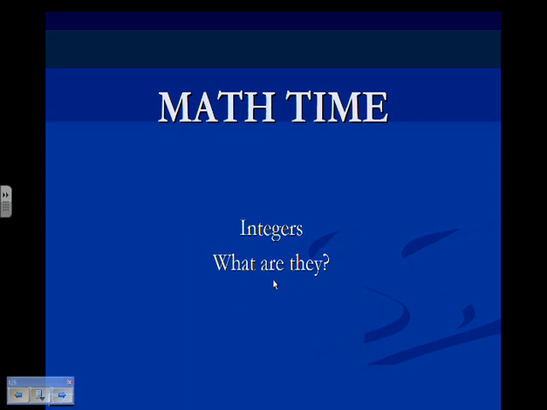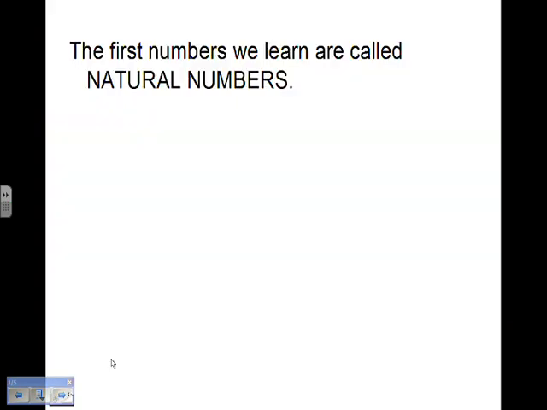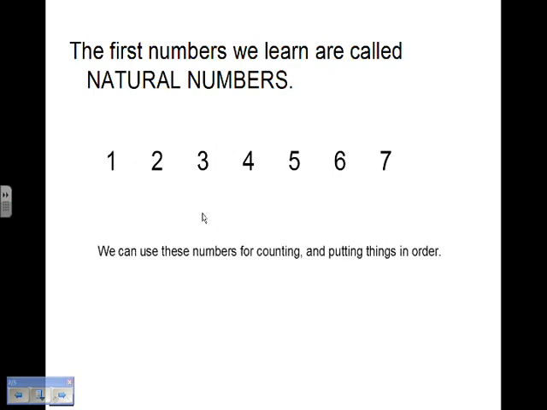Well, they're obviously related to math. They're a whole set of numbers. The first set of numbers we ever learn about are called natural numbers. These are the numbers that you're taught to count with: 1, 2, 3, 4, 5, 6, 7. And of course we can do some basic arithmetic with these numbers as well, or at least that's how we start out.